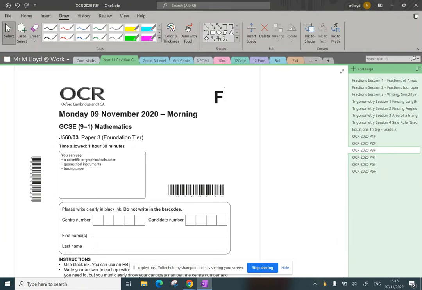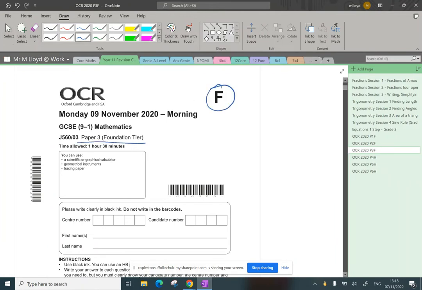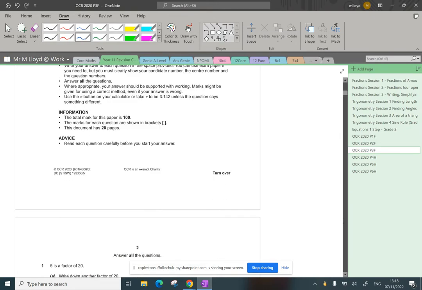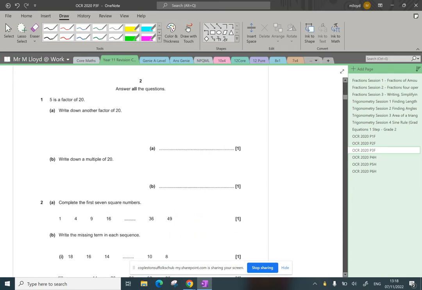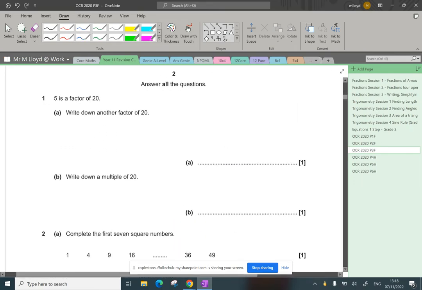This is the foundation paper. And paper 3 basically means wordy. So there's going to be lots of words. I'm a maths teacher, literally not my thing. So here we go. We're going to get through as many of these questions as I can in my time limit, and then I'll try to upload videos in bulk, really.